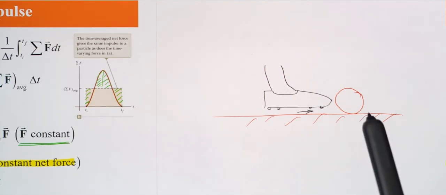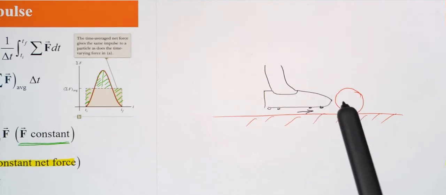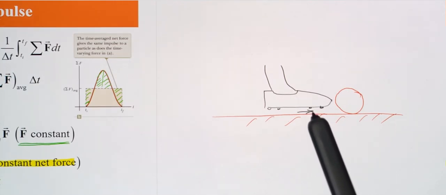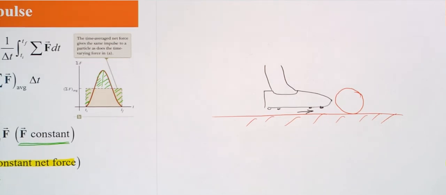However, if we consider both systems, the ball and the foot, then forces are internal, and the change of momentum will be equal to zero, and impulse will be equal to zero. So it's very important to identify your system before you can solve the problem. Do you understand that? Is it clear? Based on how we identify our system, then we can solve the problem.